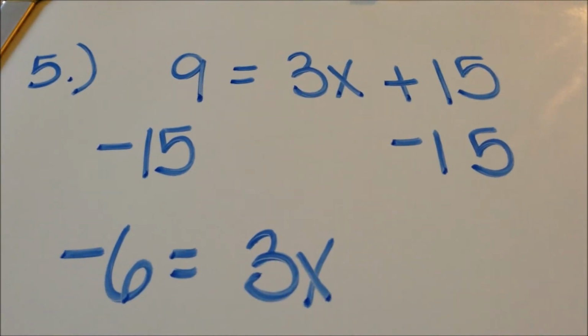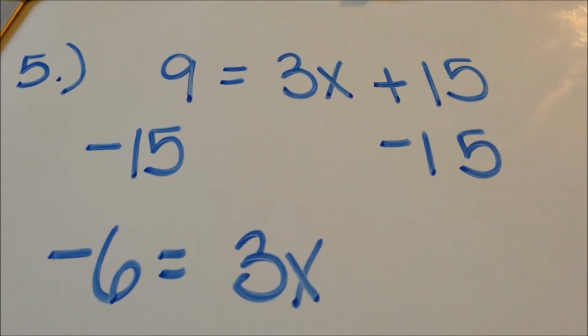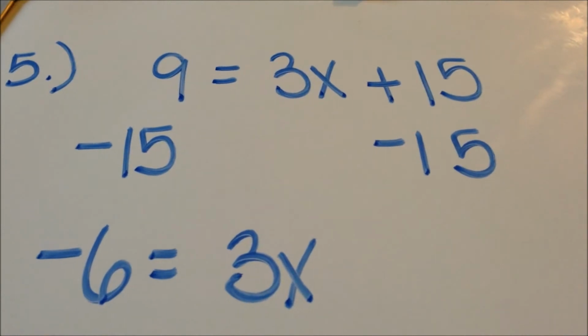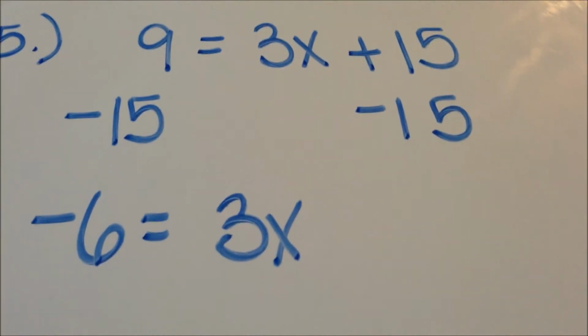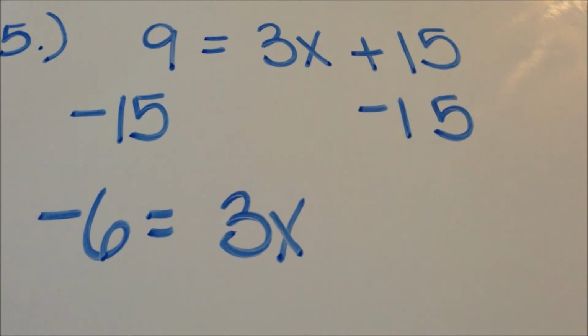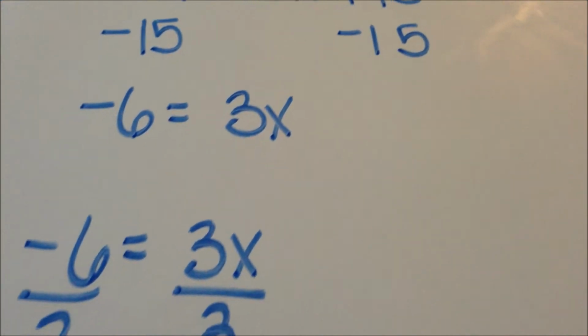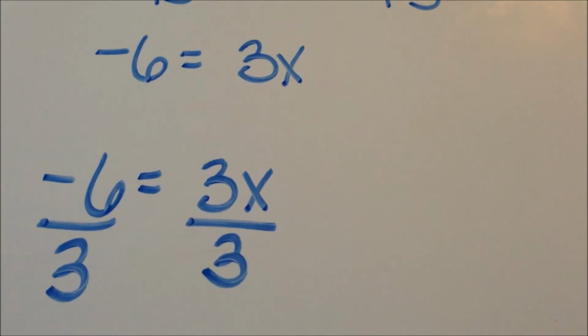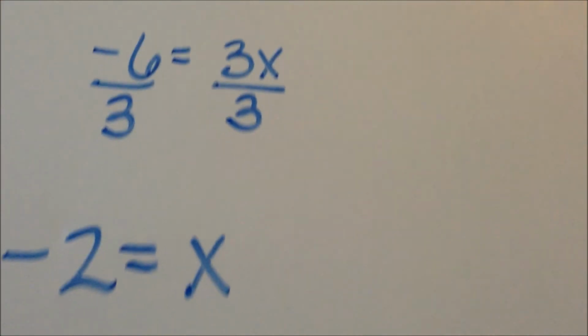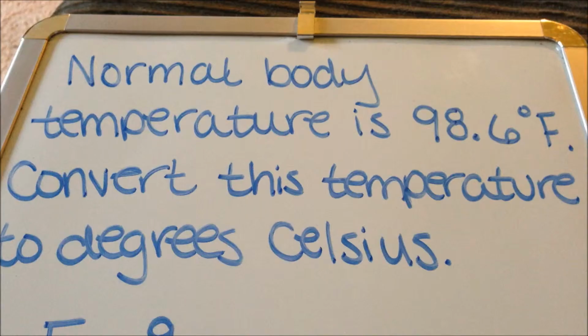Number 5, 9 equals 3x plus 15. Start by getting rid of the 15. Subtract 15 from both sides of the equal sign. We end up with negative 6 equals 3x. Next, divide both sides of the equal sign by 3. We want to get the x by itself. So we end up with a final answer of negative 2 equals x.